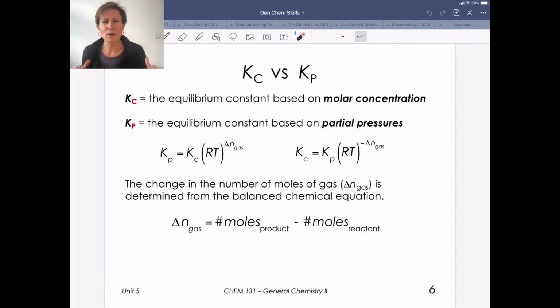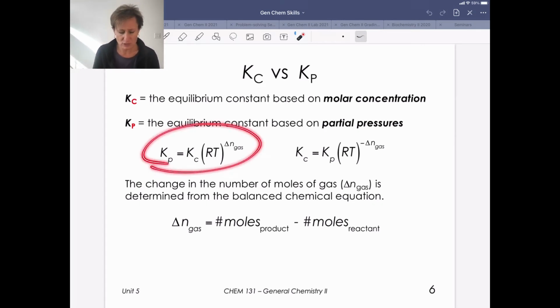The last thing to think about when it comes to manipulating equilibrium constants is that sometimes when we have gases, we can represent concentrations as molarity, moles over liters, or with gases, we can use partial pressures. So we need to be able to understand if that equilibrium constant is using molar concentration or if it's partial pressures. Again, this really only comes into play if we're talking about gas reactions.